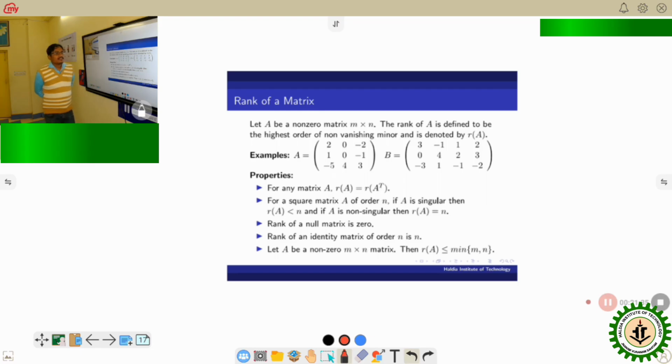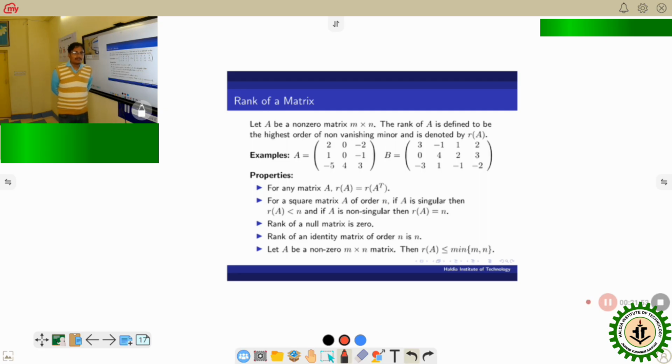Up to this, all of you know these concepts. Everyone studied all these concepts in the higher secondary syllabus. So these are the basic preliminaries of today's lecture.